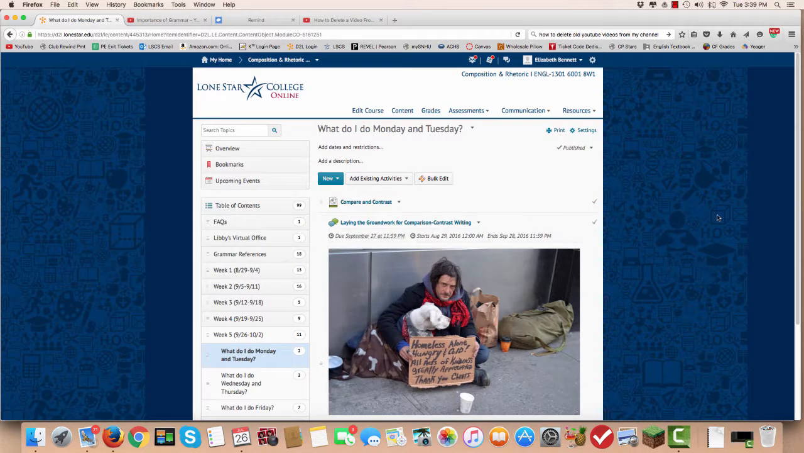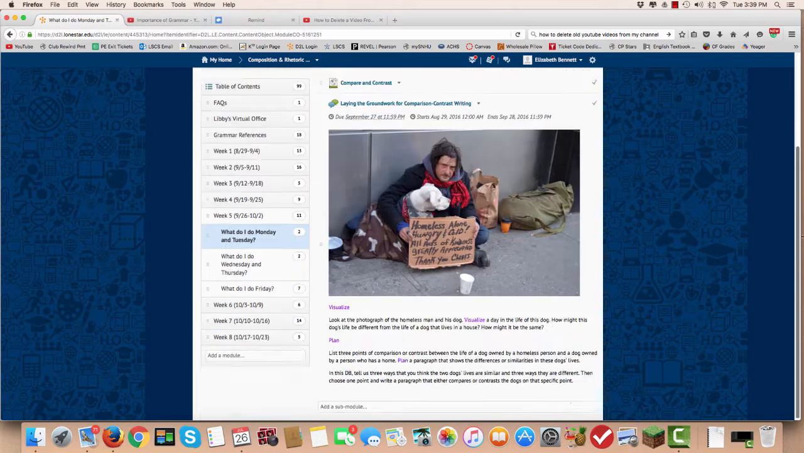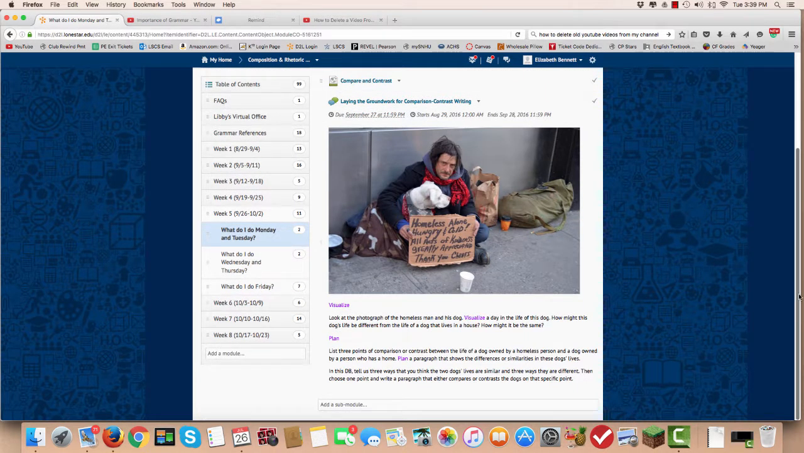If you go into laying the groundwork for comparison and contrast writing, we've actually got kind of a fun exercise here that has to do with imagining what the life of two different types of dogs is.